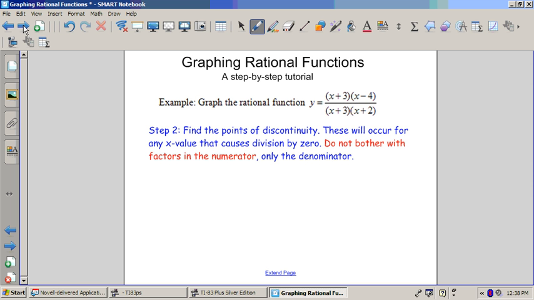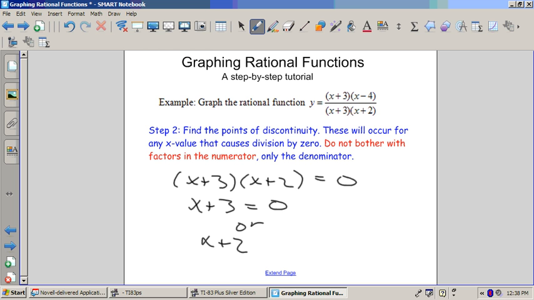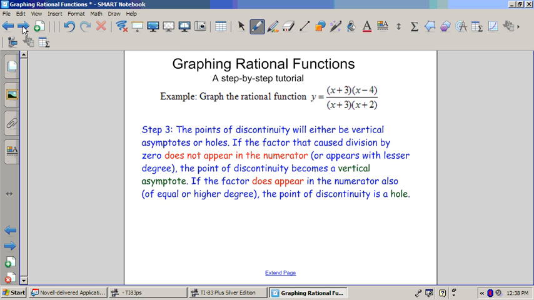So in this particular case, for the denominator to be equal to 0, I would have (x plus 3) times (x plus 2) equal to 0. If a product is equal to 0, one of the factors has to be equal to 0. So either x plus 3 equals 0 or x plus 2 equals 0, which tells me that x equals negative 3 or x equals negative 2. My two points of discontinuity are at x equals negative 3 and at x equals negative 2. Points of discontinuity are either going to be a vertical asymptote or they're going to be a hole.